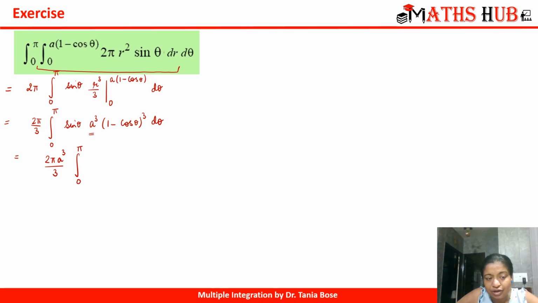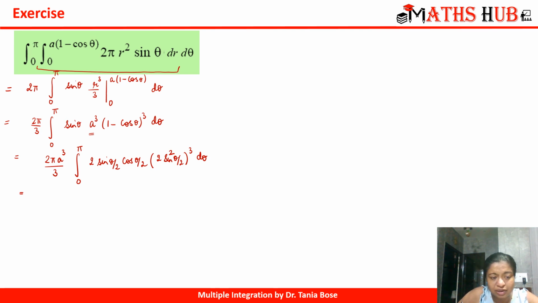reduction formula. So we can write sine theta as 2 sine theta by 2 into cos theta by 2. And similarly, if I convert this into a half angle, 1 minus cos theta will be written as 2 sine square theta by 2, the whole cube, d theta. 1 minus cos theta is 2 sine square theta by 2, right? And now let us see what are coming constant.